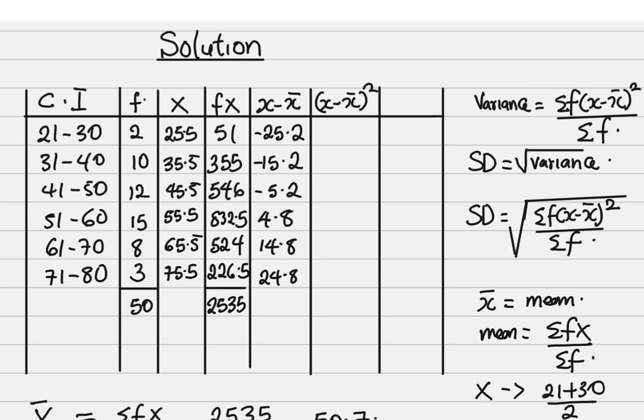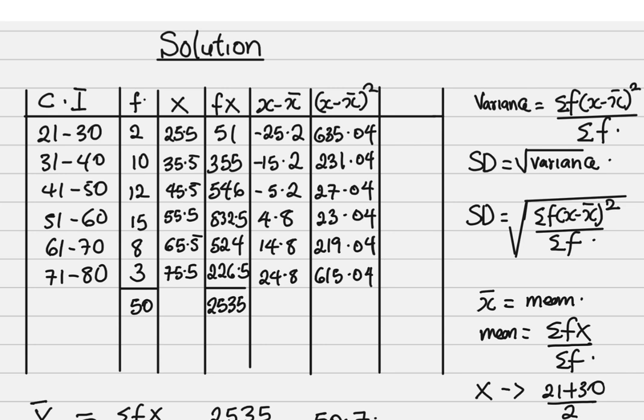Now, squaring it, here you are going to get 635.04. This is 231.04. This is 27.04, and this is 23.04, and this is going to be 219.04. Lastly, we have 615.04. Now you have to be very good with your calculators, okay, for you to be able to pull this off.